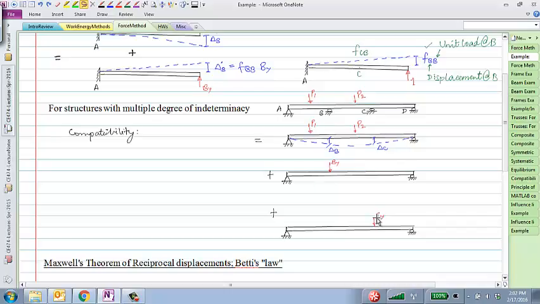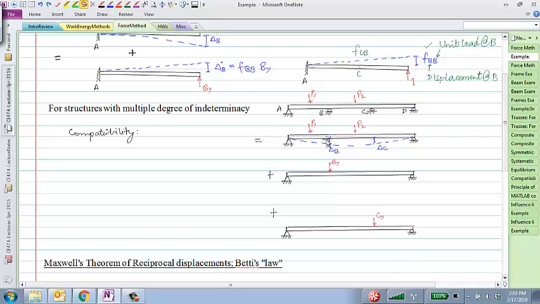So if your degree of indeterminacy increases, then the number of analyses that you would have to do also keeps on increasing, right? In this case, since the degree of indeterminacy was 2, I would have 3 structures to superimpose: the actual, redundant force 1, redundant force 2. If the degree of indeterminacy was 10, you would have to do how many analyses? 11, right? 1 for actual loads on the determinate structure, and 10 redundant forces. So you can see that this gets complicated fairly quickly. But let's see what the compatibility equations would be in this case.